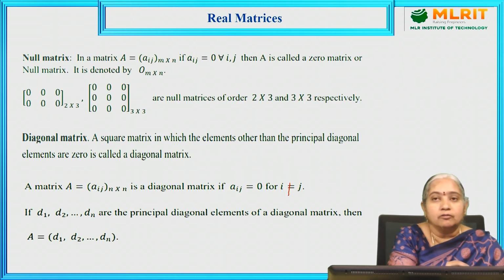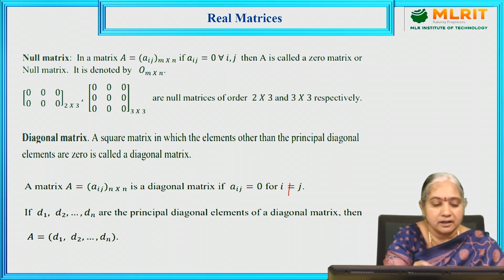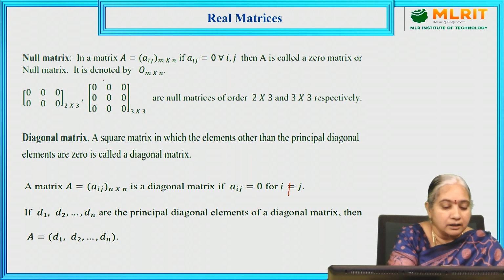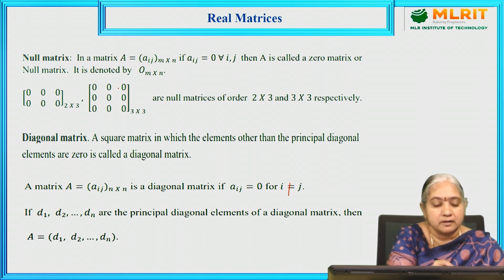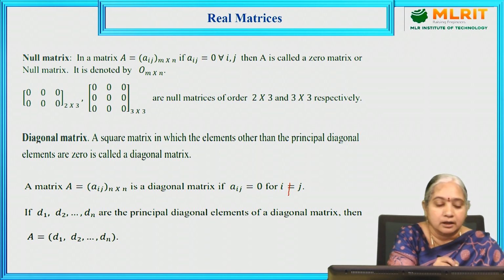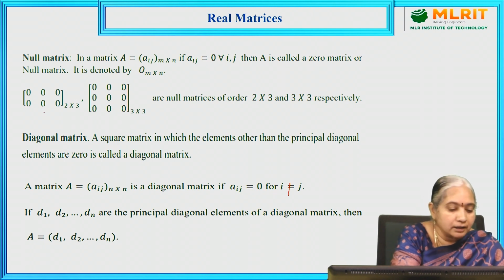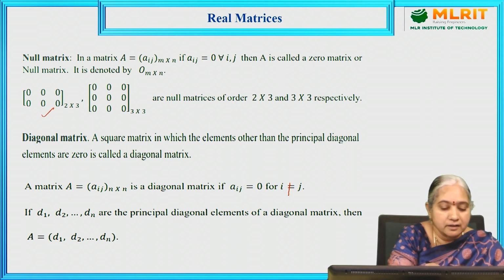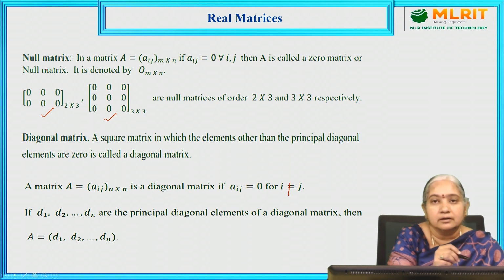Now, here another definition, null matrix. Here a null matrix is defined as a matrix in which all the elements are 0. If all the elements are 0, then that type of matrix is called a null matrix. Here this is a rectangular matrix, this is a square matrix, but in both the matrices all the elements are zeros. So, that is why this type of matrix is called a null matrix.